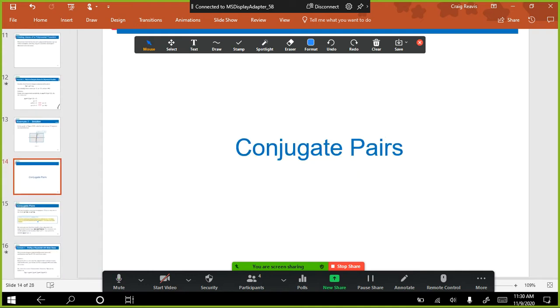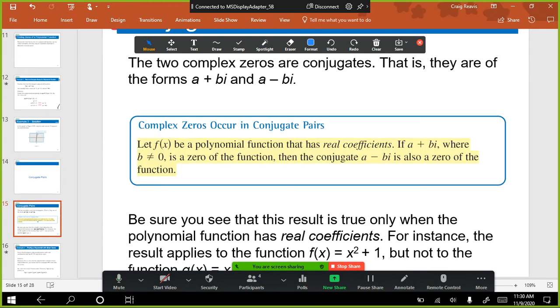So, conjugate pairs. Pay attention to this, it's important. Two complex zeros are conjugates. That is, they are of the forms a plus bi and a minus bi. We talked about conjugates the other day. If we had 3 minus 4i, the conjugate of that was simply 3 plus 4i. If I have negative 2 minus 6i, the complex conjugate, where we just change the sign in the middle, is negative 2 plus 6i.